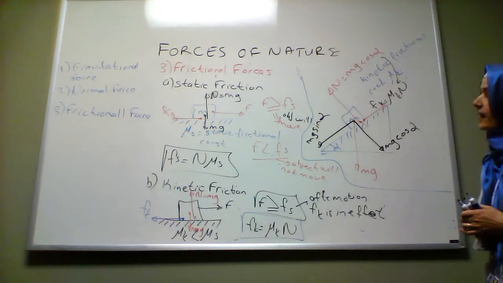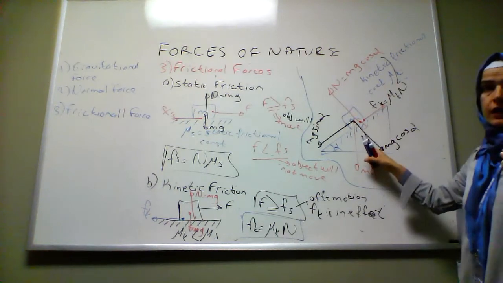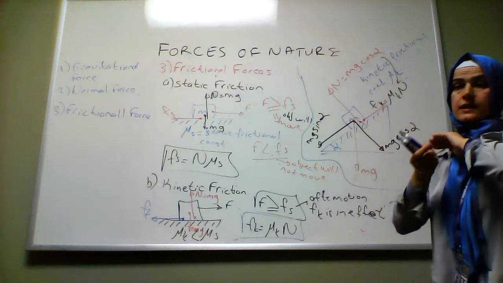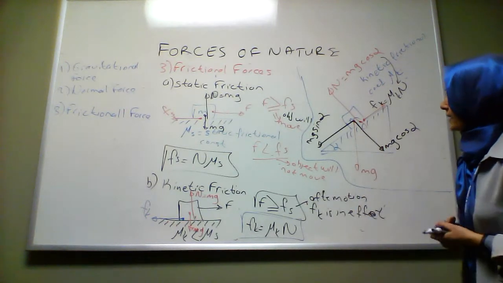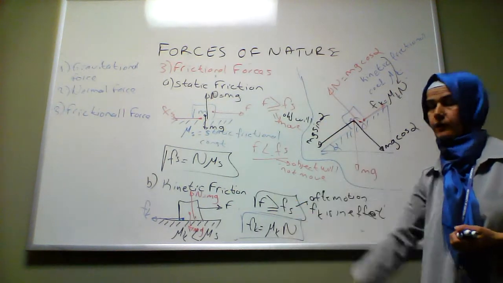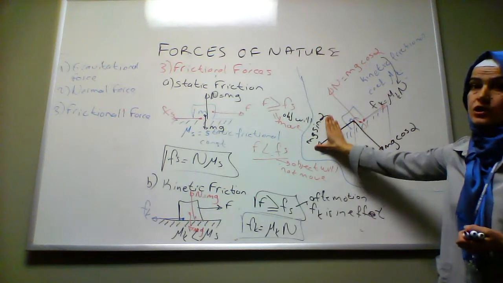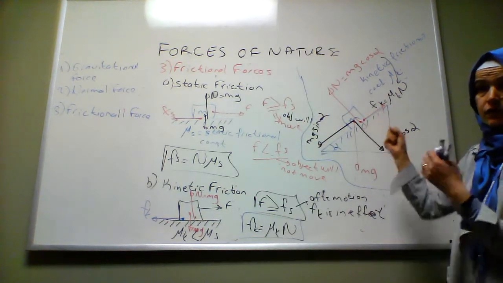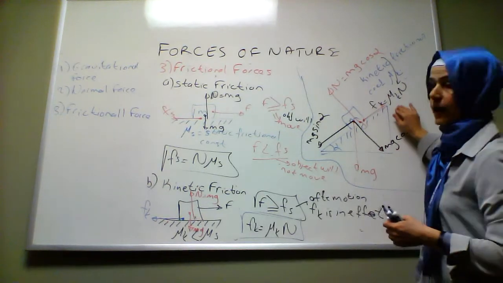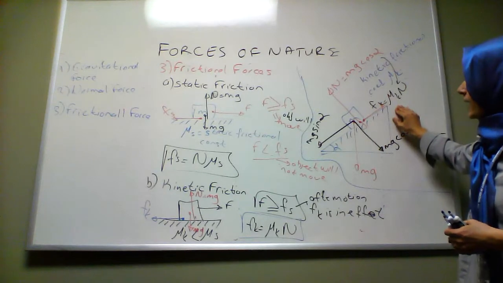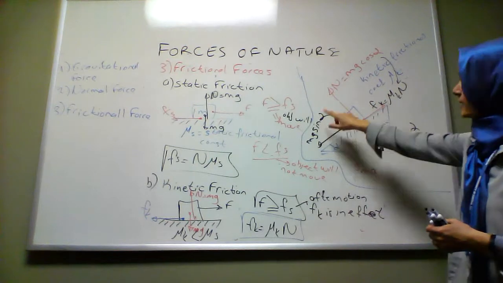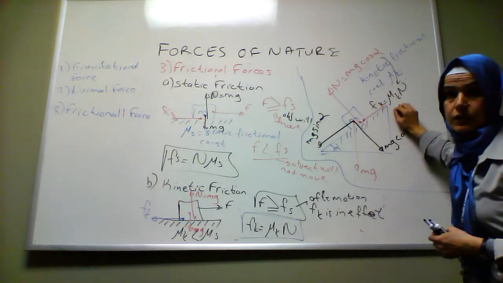If I'm asked to find if this object moves or not, first of all I calculate the static frictional force to see what is the largest amount of friction it has. And then calculate mg sine alpha, which is trying to pull the object down. If this mg sine alpha is larger than the static frictional force, the object will move. Once it starts moving, I'm not interested in static frictional force anymore. I'll look at the kinetic frictional force. And the total force for the system, if it's moving, will be mg sine alpha minus the kinetic frictional force.